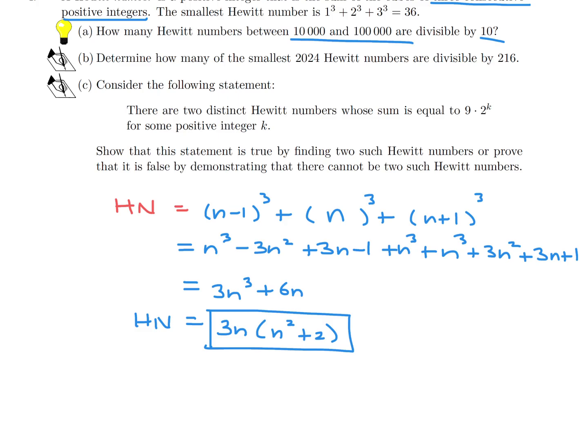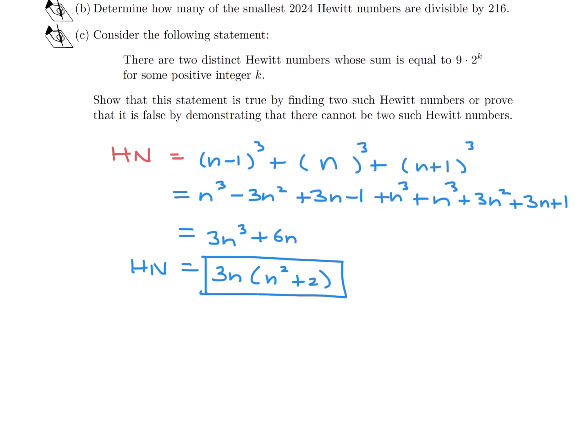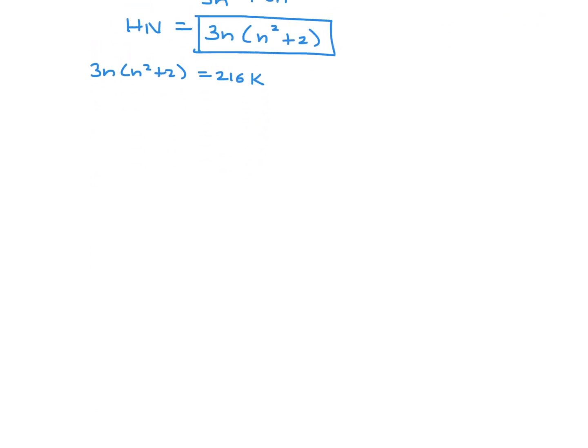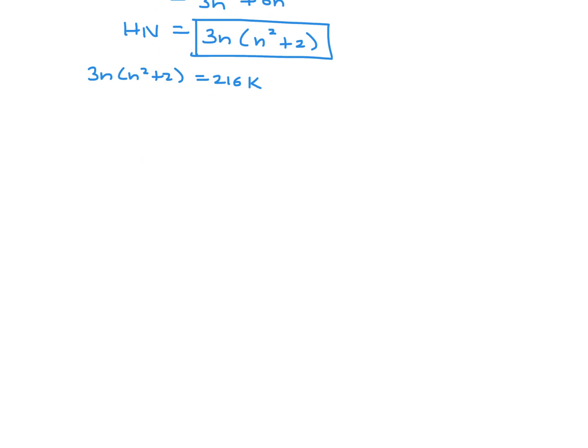So we now want this Hewitt number to be divisible by 216. That means that 3n times n squared plus 2 is some multiple of 216. We'll just call it 216 times k. And that is basically what we have to deal with here. So that is the heart of the question. My guess is this is going to involve some scenarios. So here we go: 3n times n squared plus 2.